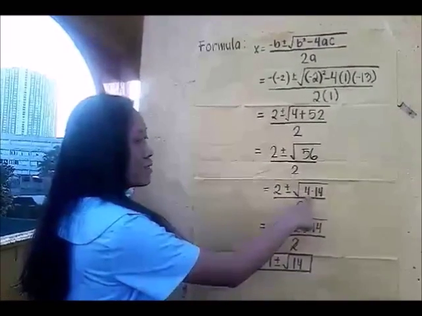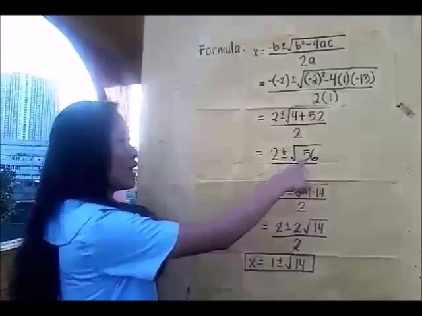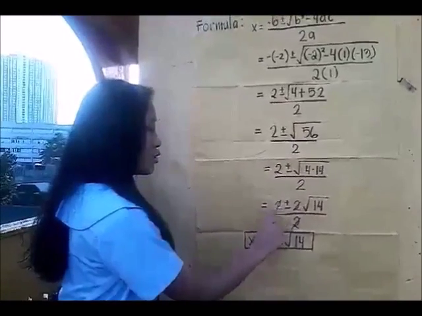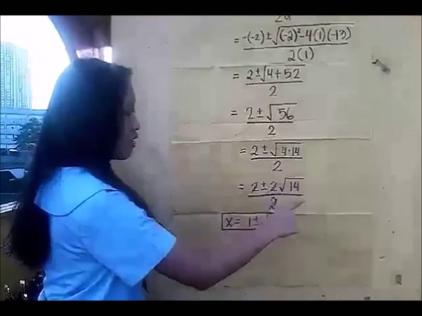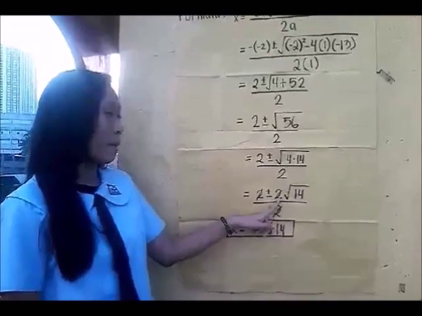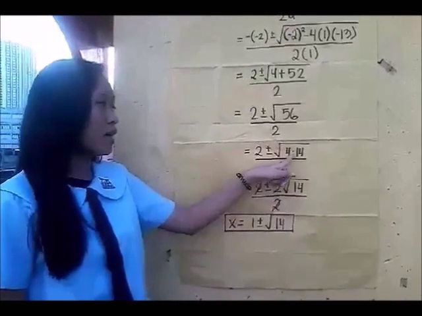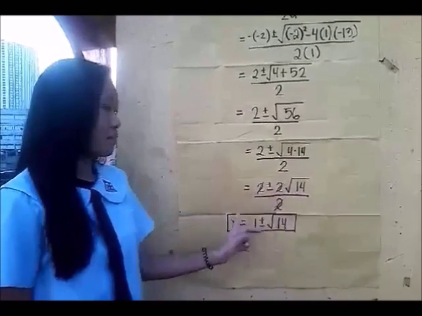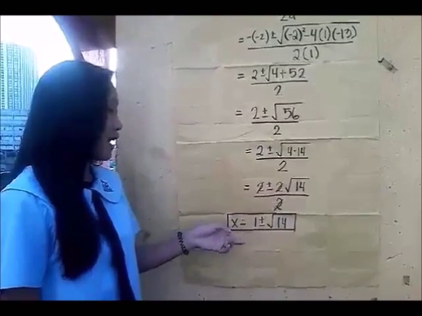Yung 4 niya, 4 times 14, nakuha siya sa factor ng 56. Tapos, 2 plus or minus 2 square root of 14 over 2. Yung 2 niya dito, ito yung square root ng 4. Kaya yung naka-radical pa yung 14 kasi walang square root yung 14. So, ang answer, x equals 1 plus or minus square root of 14.